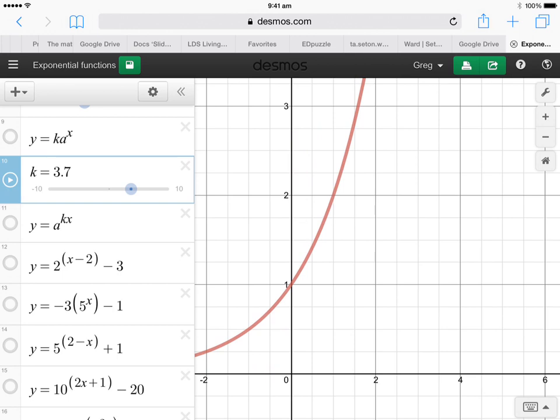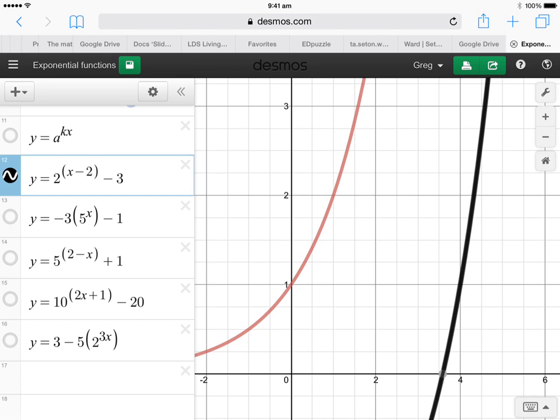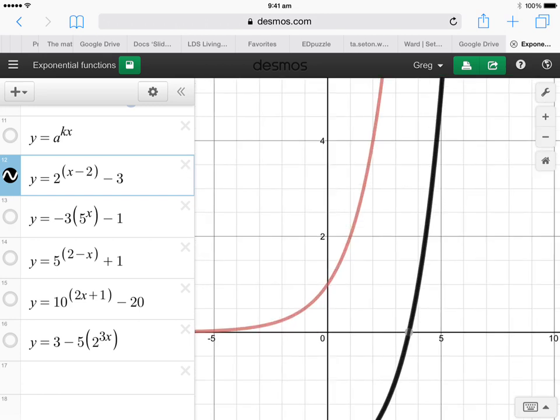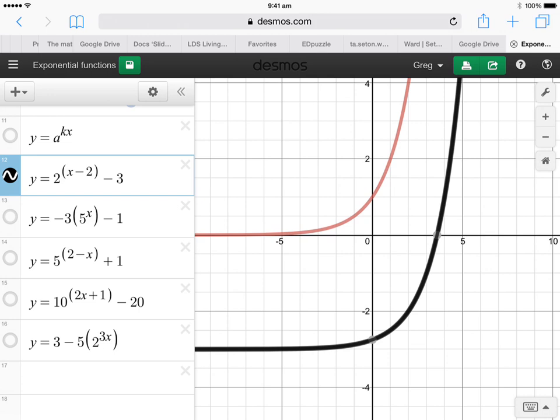Okay, let's look at some specific examples to put this all together. y equals 2 to the power of x minus 2, minus 3. So let's look at what's going on. I'll just leave the basic graph of 2 to the x there in red so you can see it.